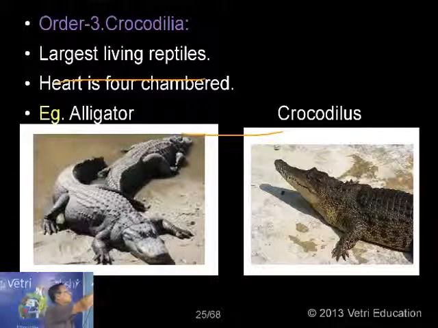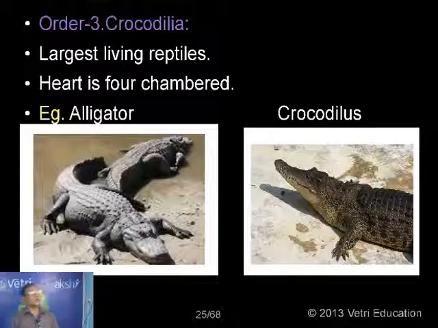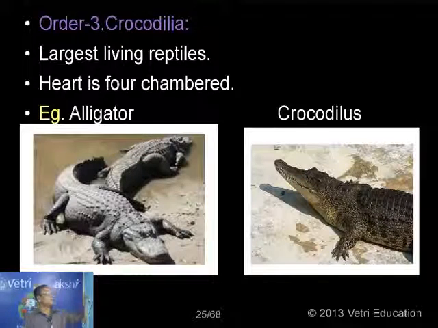Now the last order under this one, order Crocodilia. One peculiar character for all the individuals of this order Crocodilia. Normally in the case of other reptiles, we have a 4-chambered heart, but the chambers, particularly the ventricles, are not completely divided. There is an opening between the two ventricles. There is a mixing of blood between the two ventricles.